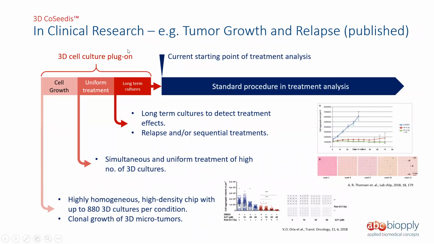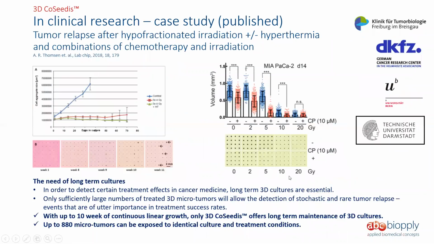Yet another plug-on comes again from clinical research, but it now concerns tumor growth and relapse. One of those results I've already shown you. In addition, here are just a few more scans to show you how this looks. Just to remind you, we compared treatment of irradiation alone and treatment of irradiation and hypothermia together, and then counted after up to 11 weeks the tumors that popped up again, that continued growing after a certain period of time in culture, indicating relapse, and that's exactly what was compared here.